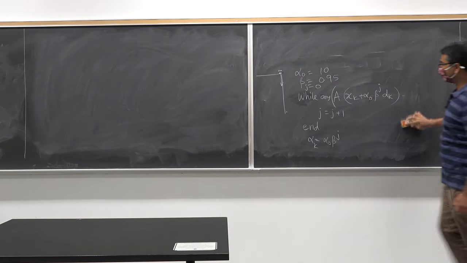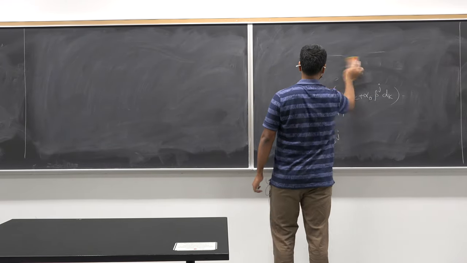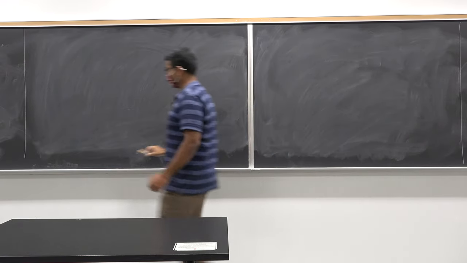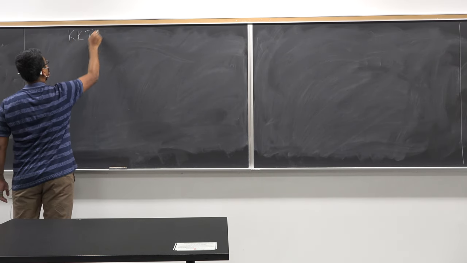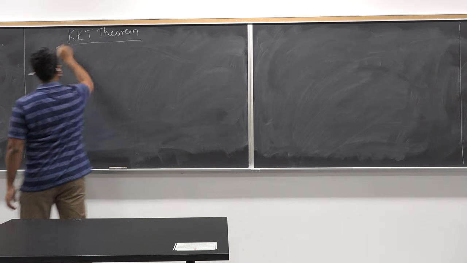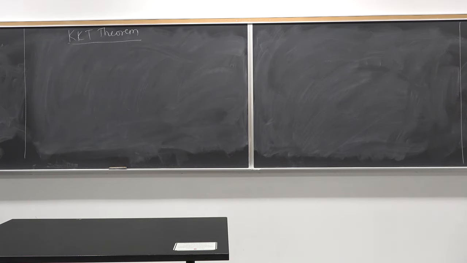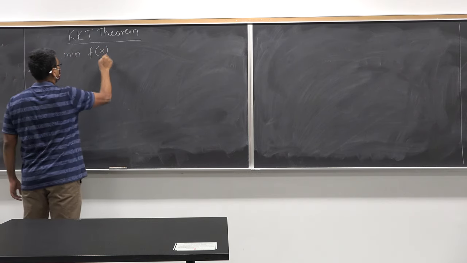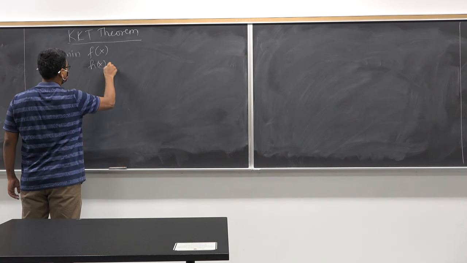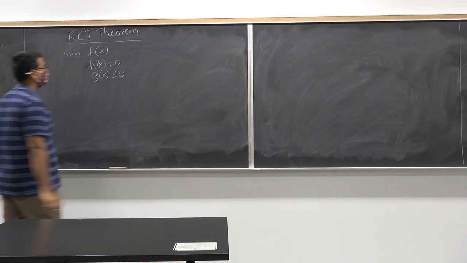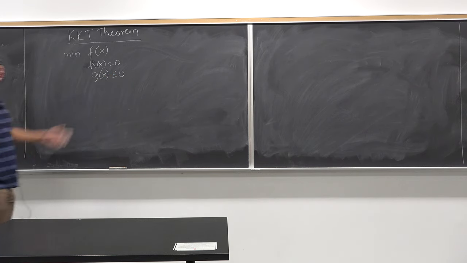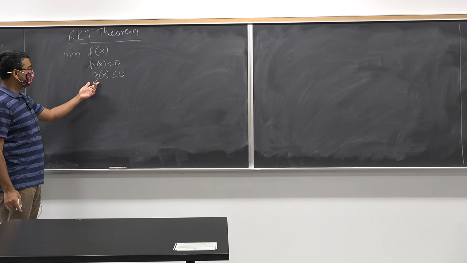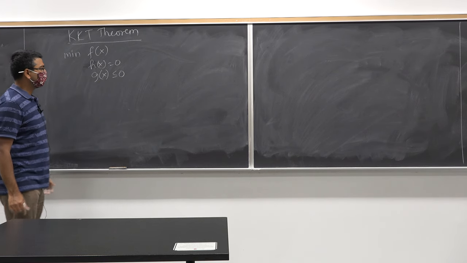All right, we'll get started with our KKT theorem today. In the previous class, we talked about regularity of a point when you have equality and inequality constraints. So I have the minimum of f(x) such that h(x) equals 0 and g(x) is less than or equal to 0. And we had mentioned that a point is regular if the gradient of h_i and all the gradients of g_j's that are active form a linearly independent set of vectors.